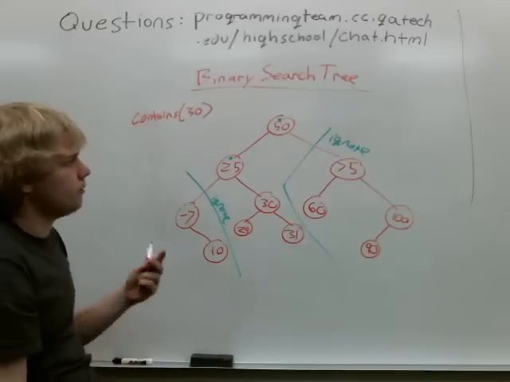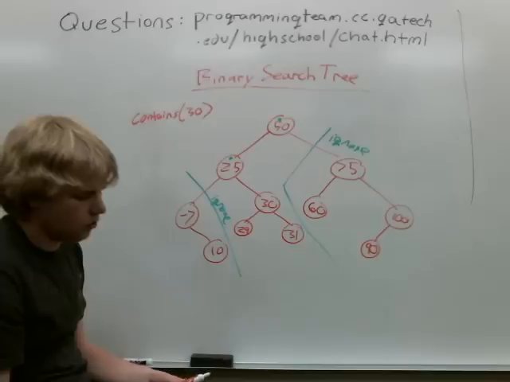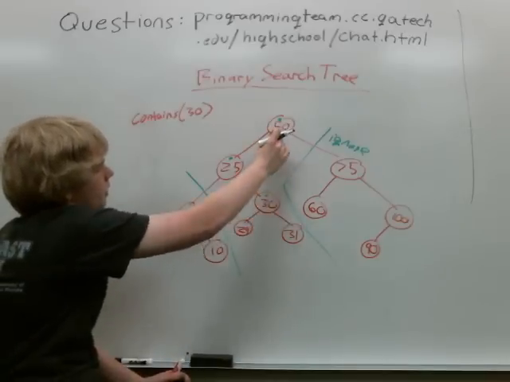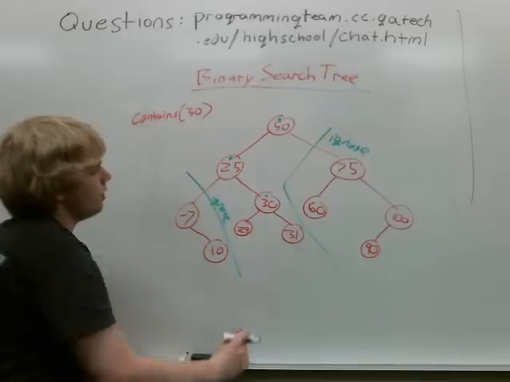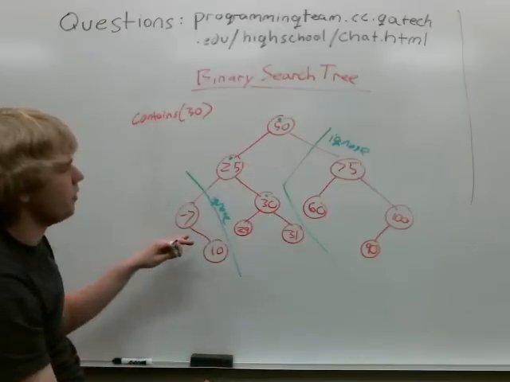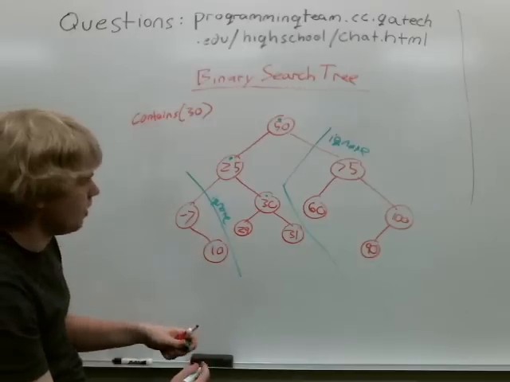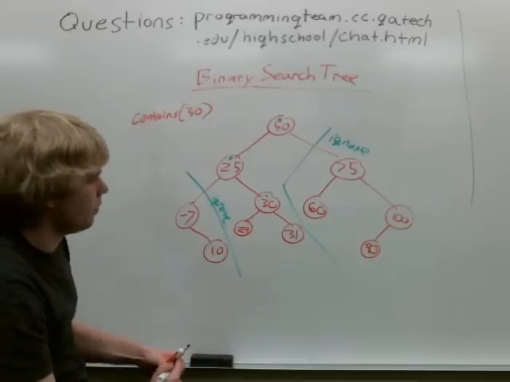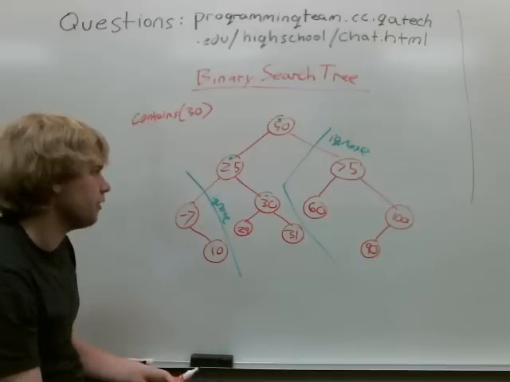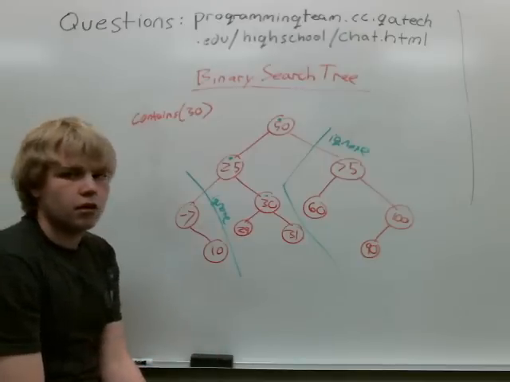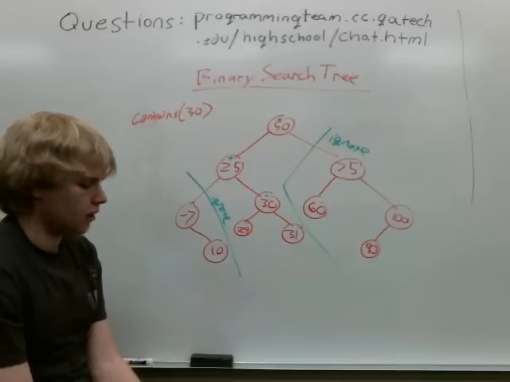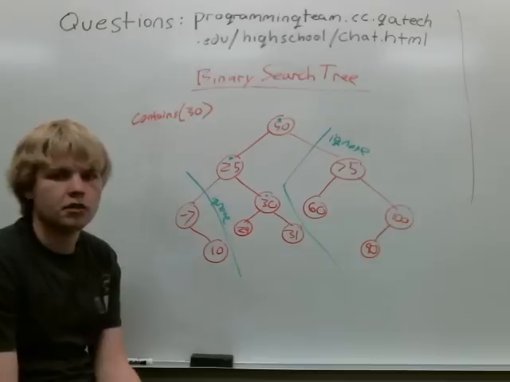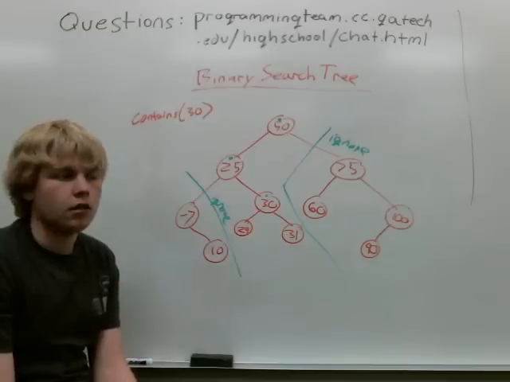So it's going to be much quicker to see if 30 is in the tree. Here, we only had to look at 1, 2, 3 elements, and we found it, rather than having to look at all however many, 11 elements, I guess, are in this tree. We only had to look at 3. So the running time of this is going to be much better than that of a linked list or an array list, because there is some ordering within the data.